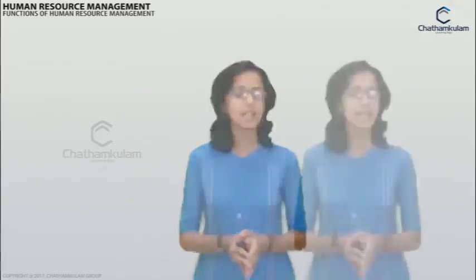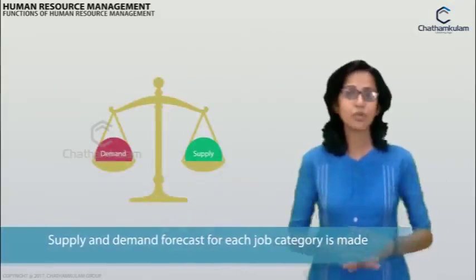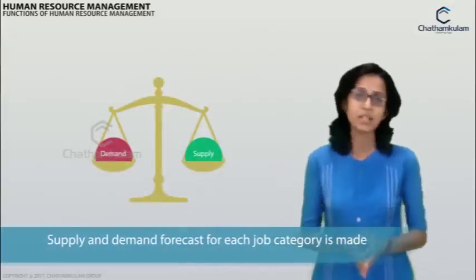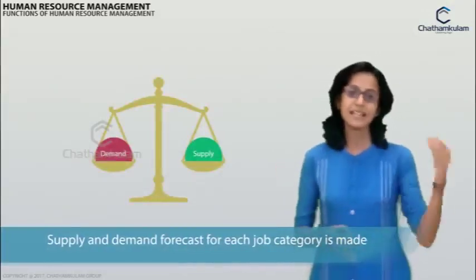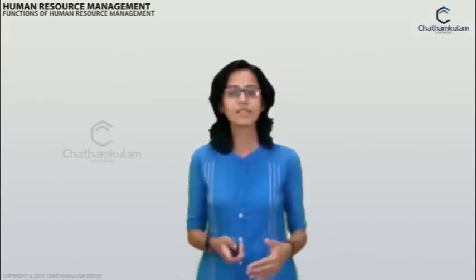The process of personal planning involves 3 essential steps. Firstly, a supply and demand forecast for each job category is made. This step requires knowledge of both labor market conditions and the strategic posture and goals of the organization.